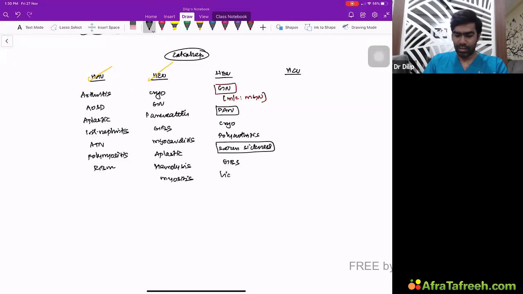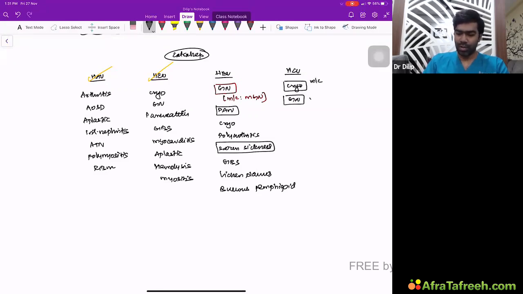Then lichen planus. Bullous pemphigoid. All these are questions. Bullous pemphigoid. So many questions are there. So hepatitis C virus, once again, the most common is the cryoglobulinemia. And they can develop glomerulonephritis.